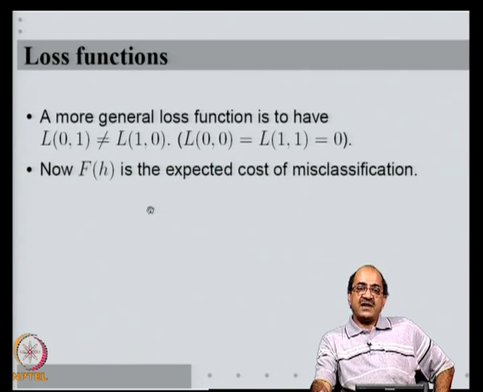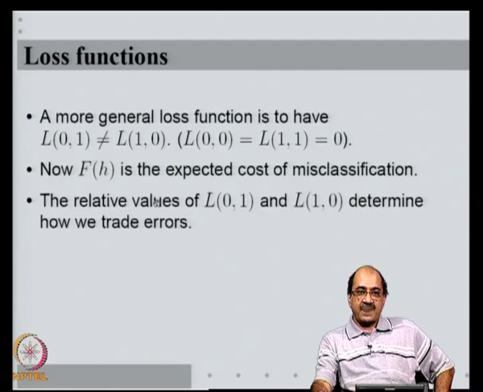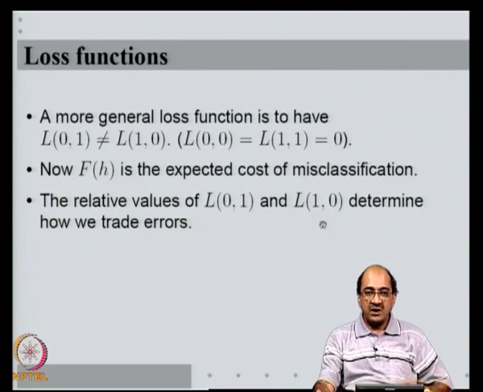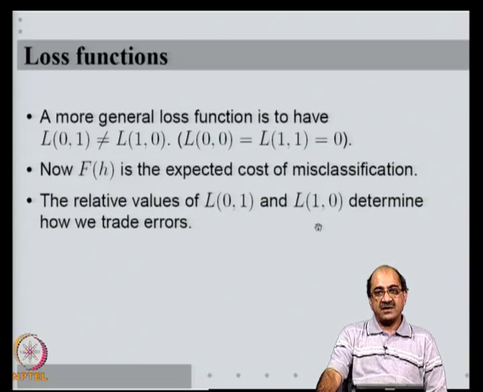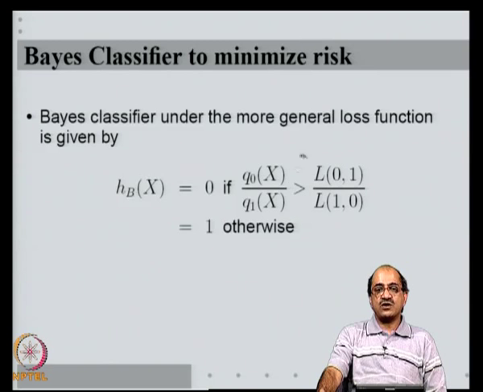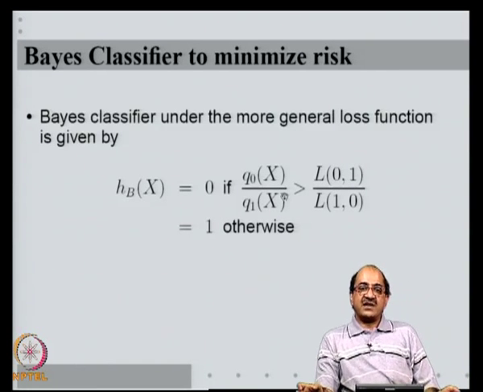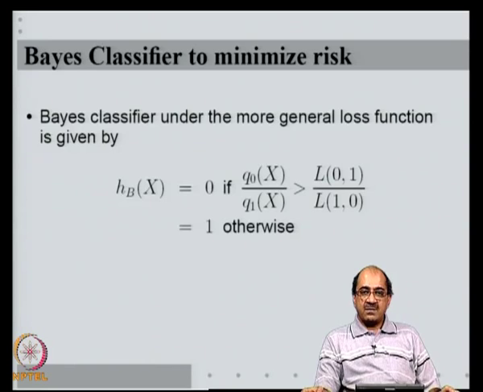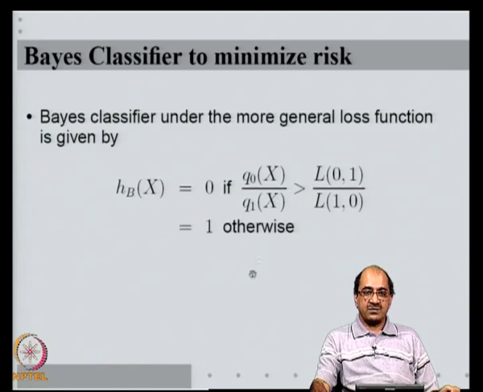Now, the expected loss, which is the risk, is the expected cost of misclassification. Essentially, the relative values of L01 and L10 determine how we can trade one kind of error with another kind of error. As it turns out, we will derive this later in the course. The Bayes classifier in this case is once again based on the ratio of the posterior probabilities. Earlier, if the ratio is greater than 1, we put it in class 0, but now the ratio has to be greater than some threshold, which is given by L01 by L10.